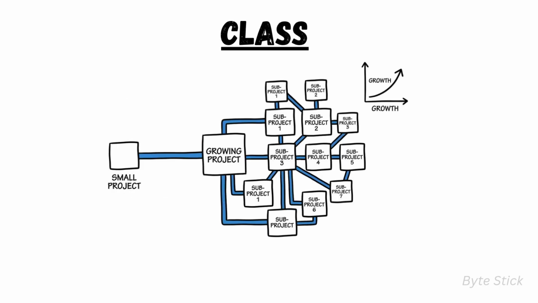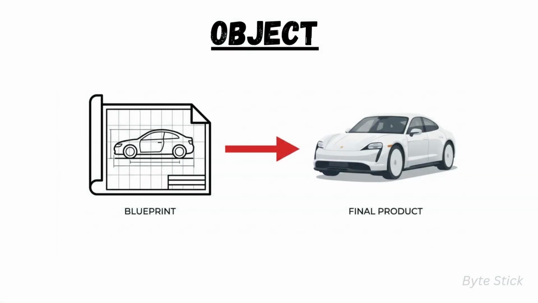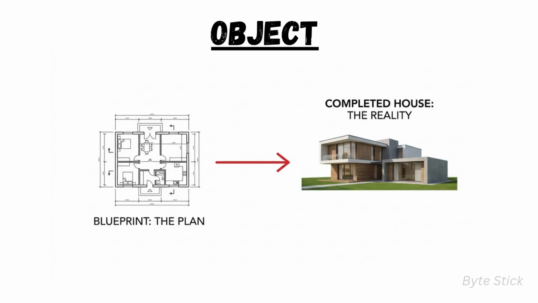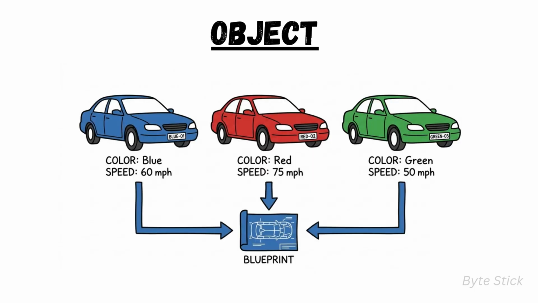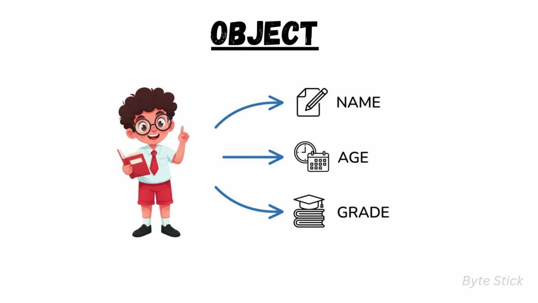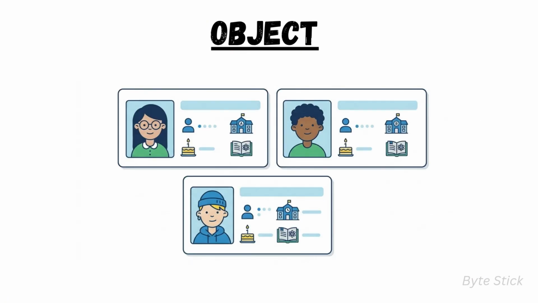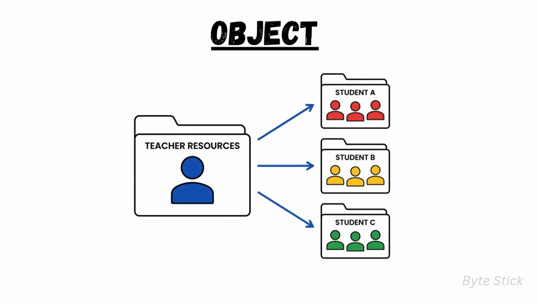Object. An object is the real instance created from a class. If a class is the blueprint, an object is the finished house built from that design. Multiple objects can be created from the same class, and each one can have different values while still sharing the same overall structure. Imagine a student class with properties like name, age, and grade. One object could represent Emma, another could represent David, and another could represent Sophia. They all belong to the same class, but each stores its own unique information.